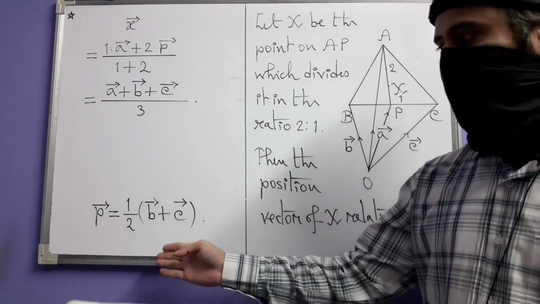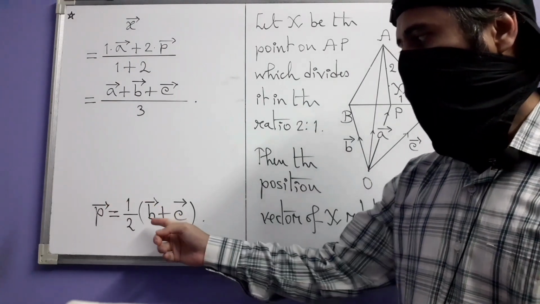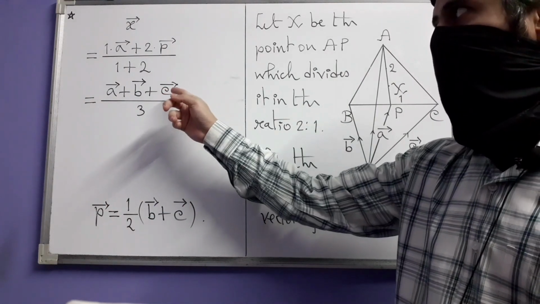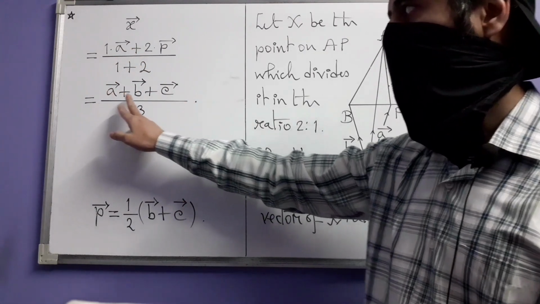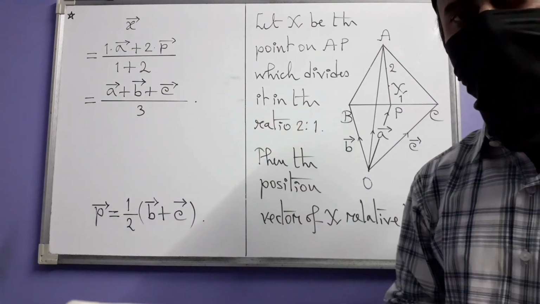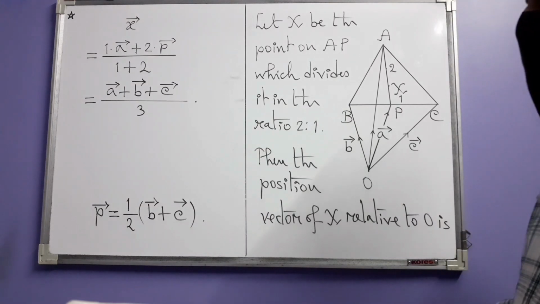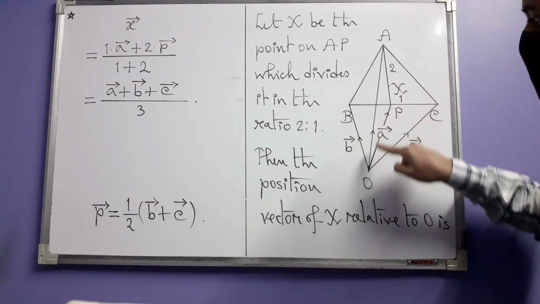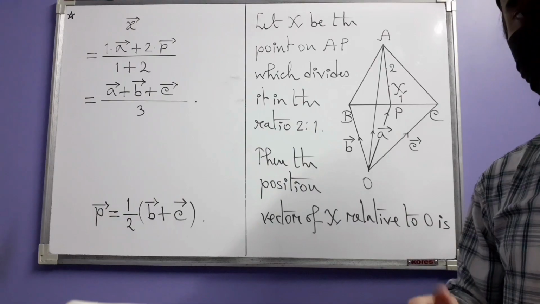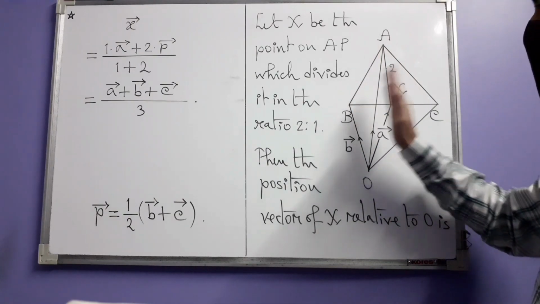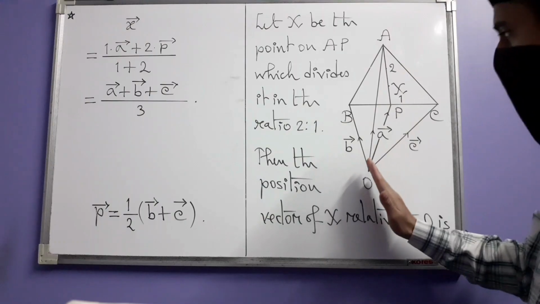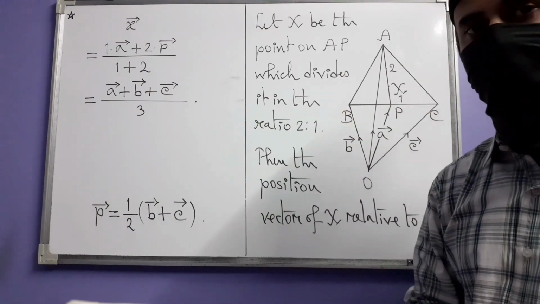So from this equation we can clearly see that 2P is B plus C and 1 times A is just A. So that's how we get A plus B plus C divided by 3. So that is the position vector of this x relative to O. In terms of what? In terms of the position vectors of A, B and C.